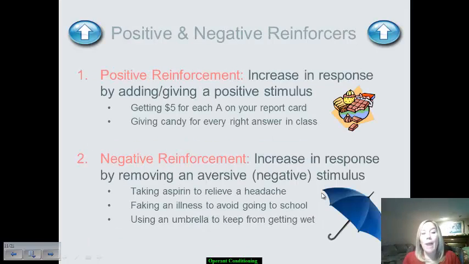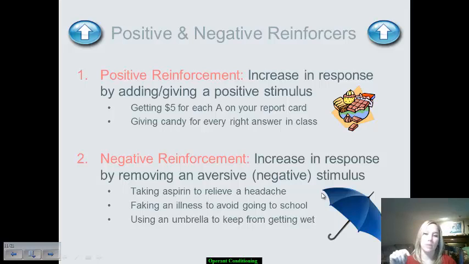As a final wrap-up to reinforcers, in positive reinforcement, you have an increase in the likelihood of the response of the behavior by adding, hence the positive, okay, or giving a positive stimulus. So adding an item, okay? You are getting $5 for an A on each of your grades on your report card. Okay, that's a positive reinforcer. Candy for every right answer that you give in class, okay, in terms of a desired response. And we'll do some activities on positive reinforcement to kind of further this along.